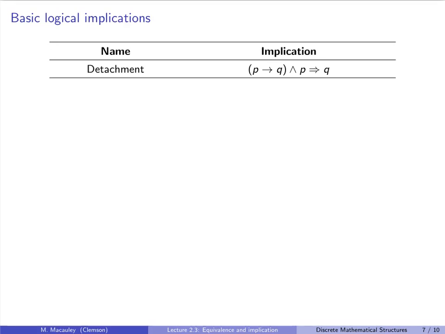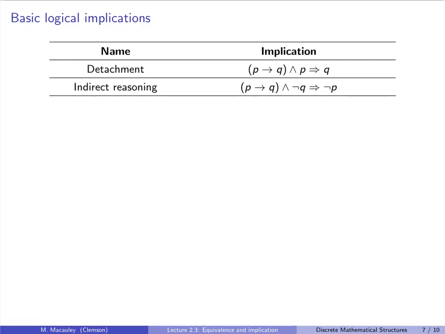Earlier in this lecture, we saw some basic logical equivalences, and now we will see some basic logical implications. The first one, sometimes called detachment, says that if P then Q is true and P is true, then that implies that Q is true. And hopefully that should make intuitive sense. Next we have indirect reasoning, which says if P then Q and Q is false, then P has to be false.